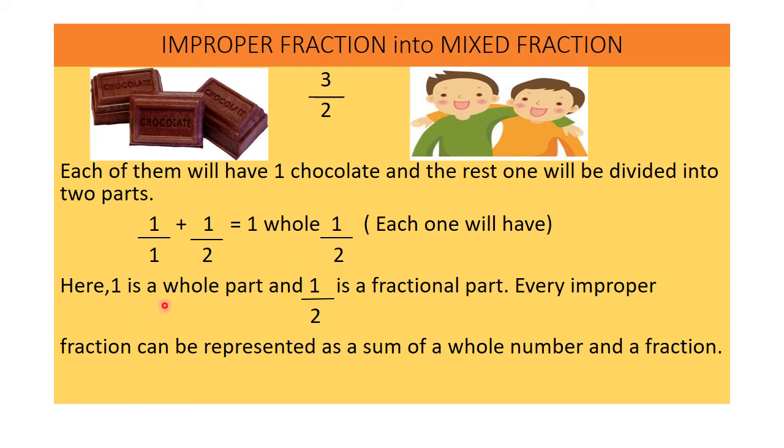So here, as we know that 1 is a whole part and 1 by 2 is a fractional part, right? And we have also learned that every improper fraction can be represented as the sum of a whole number, which is 1, and a fraction. I am repeating myself that every improper fraction, here 3 by 2 was an improper fraction, which we have represented as the sum of a whole number and a fraction.